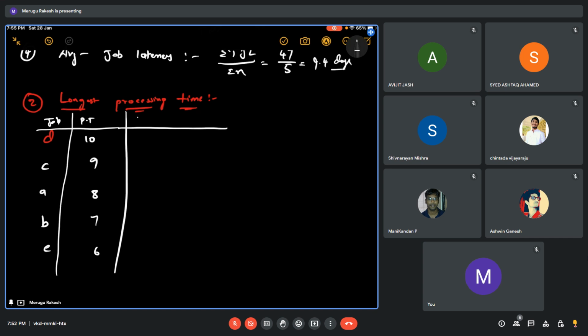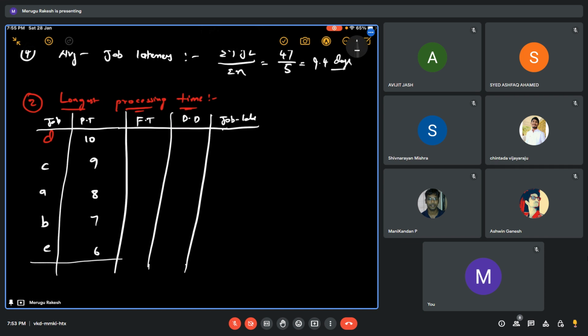You can do this flow time. You have to add this due date, then only you will get this job lateness. So no need to write. I will give some examples after some time. I will just write the final values just for comparison.